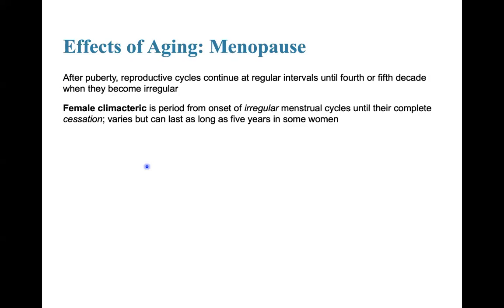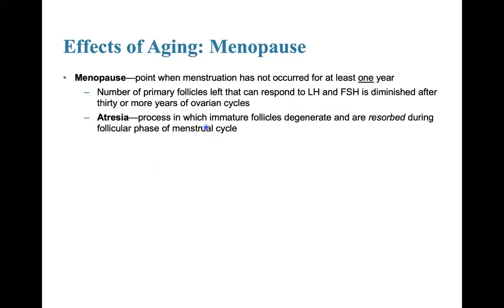After puberty, the reproductive cycles continue at regular intervals until the 4th or 5th decade, when they become irregular. The female climacteric is a period from the onset of irregular menstrual cycles until their complete cessation. This varies, but can last as long as 5 years in some women. Menopause is the point when menstruation has not occurred for at least 1 year.